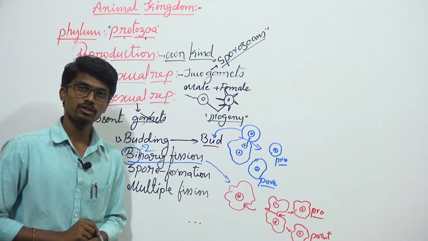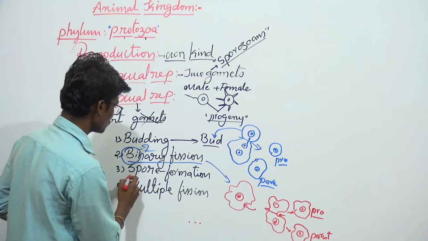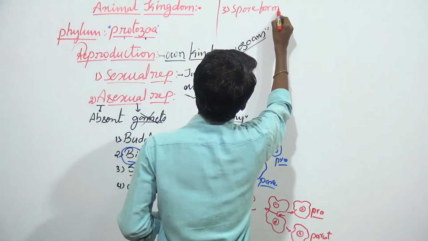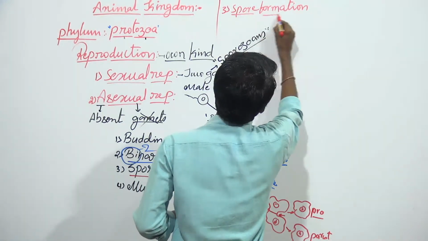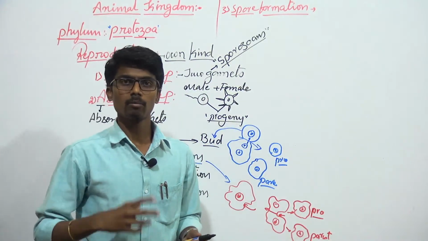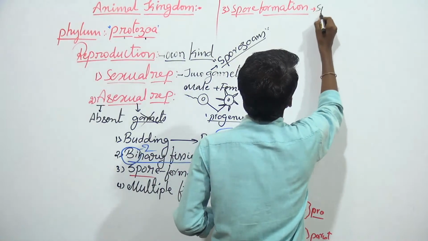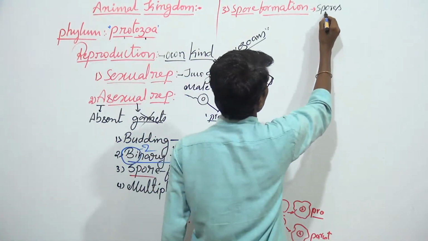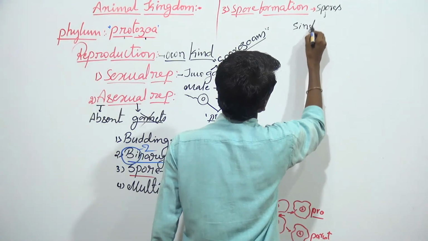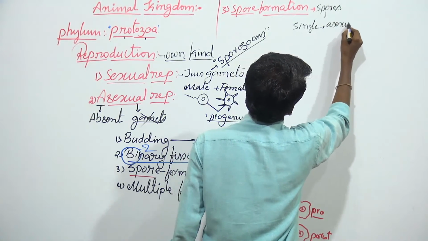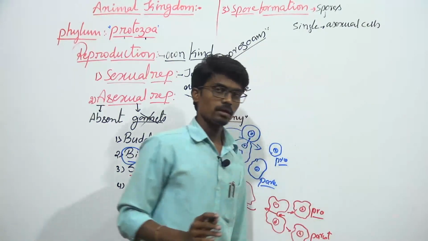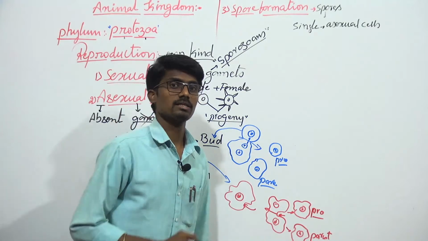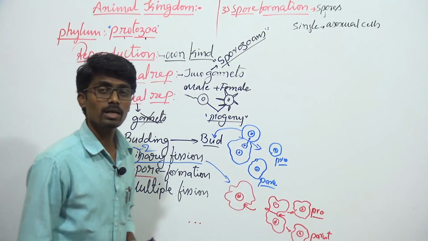And the next one is spore formation. What does it mean? That is the third type, that is spore formation. And these protozoans can reproduce by producing what? Spores. By producing what? Spores. The question is, what do you mean by spores? And these spores are single asexual cells involved in asexual reproduction. These are specialized single asexual cells. They actively participate in asexual reproduction.